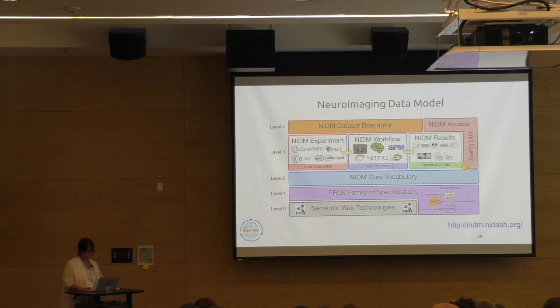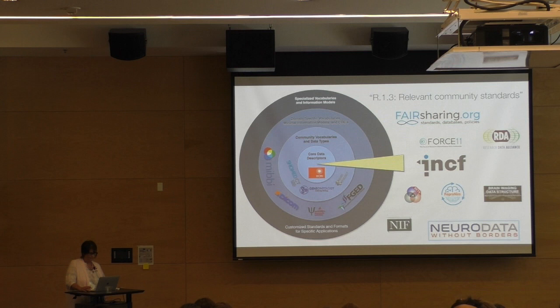And again, this is another example of something called the neuroimaging data model, and you can see that it has experiment, it has workflow, it has results. It basically uses formal vocabularies that help to capture some of this provenance, and I'm pretty sure that Satya will talk a little bit about this when he talks later on in the week.